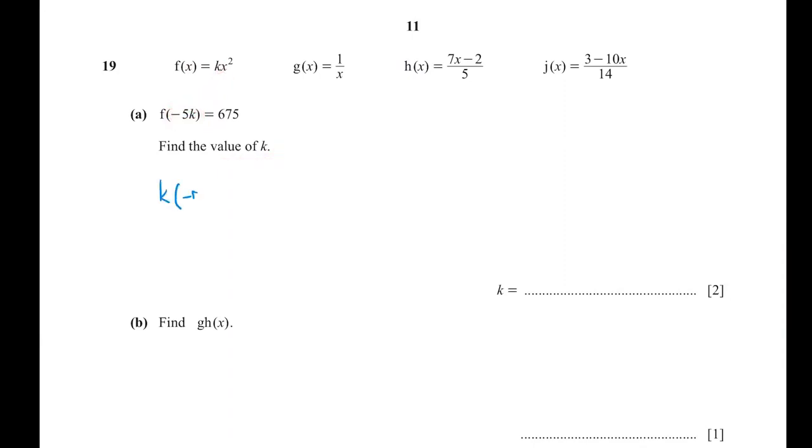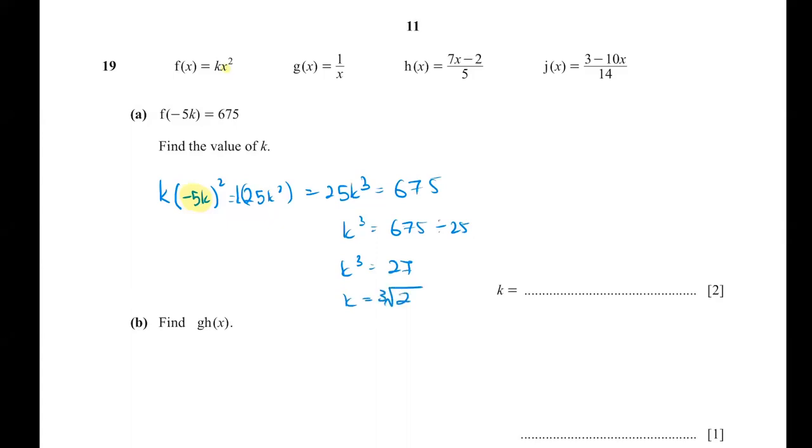k times negative 5k squared. This whole thing represents this x because it's being replaced. It's like a formula kind of thing. So you get 25k squared multiplied by k. 25k cubed is equal to 675. k cubed is equal to 675 divided by 25. k cubed is equal to 27. k is equal to cube root of 27. No, sorry, 3.